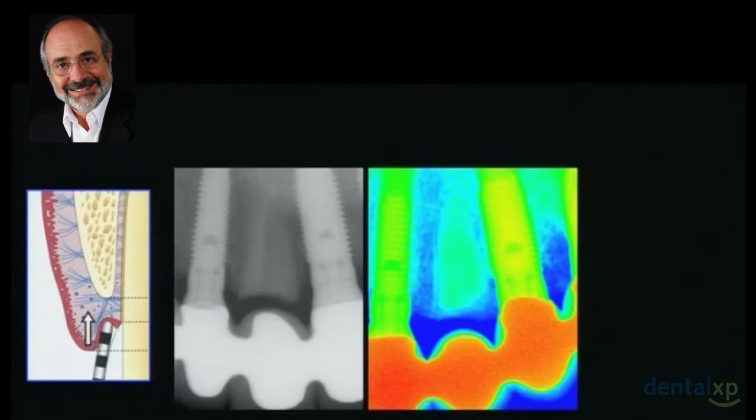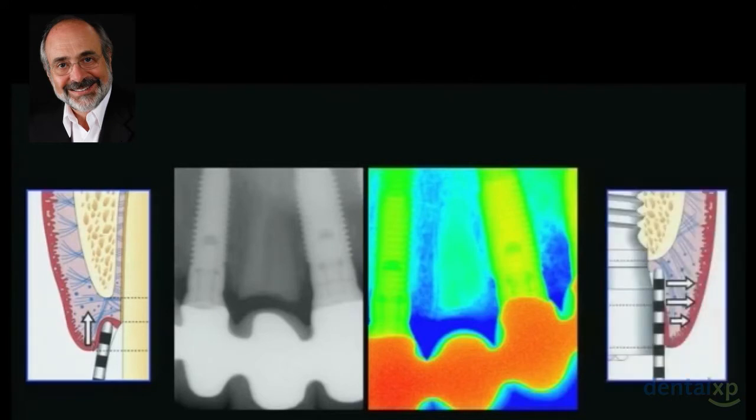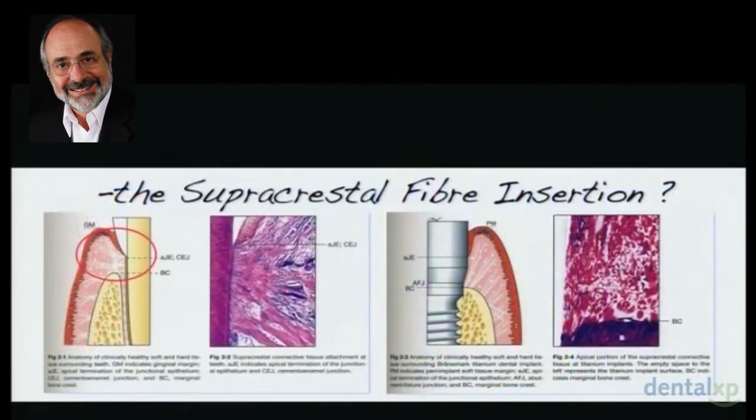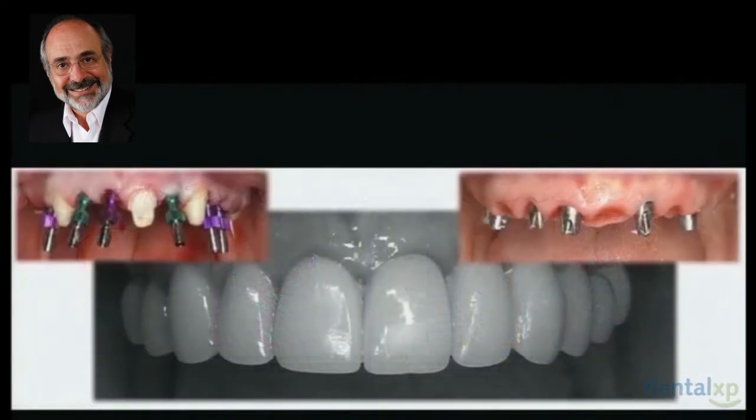The big deal is don't cut down to this level because we want these supracrestal fibers above the bone. These are the fibers that tent the tissue up. Remember, on an implant you have no horizontal fibers, you only have vertical fibers. You want these fibers given your options. This is just histology on it.